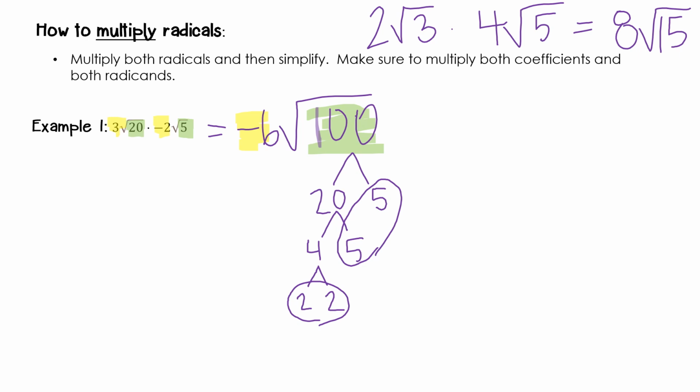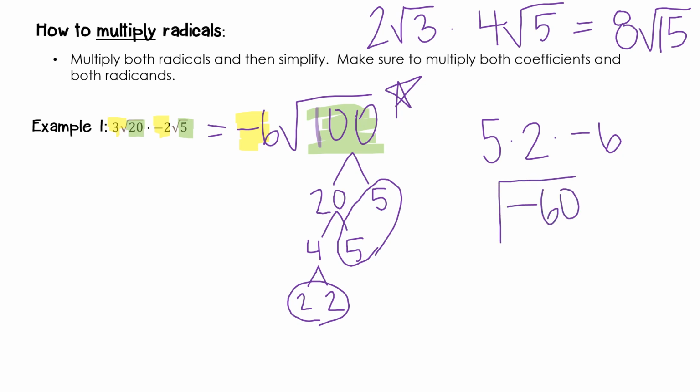You might have caught that at the beginning because the square root of 100 is 10. That's a perfect square that we should know. But if you didn't catch it when you do your factor tree, again, you just end up with only couples. So you would multiply 5 times 2 and then times the negative 6 that is already outside of the square root, and that would give me negative 60. And again, that is a rational number.